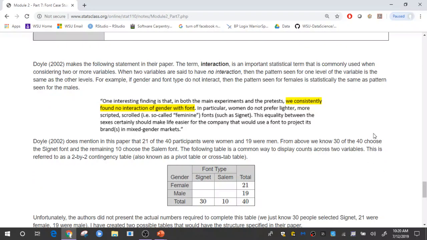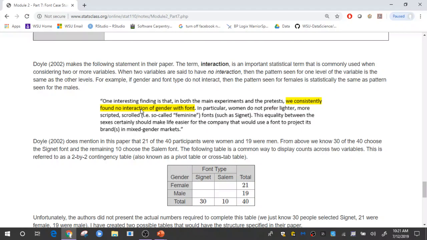Okay, so finally a little something extra down here on the bottom. Doyle makes the following statement in their paper: "We consistently found no interaction of gender with font." So what does the term interaction mean?